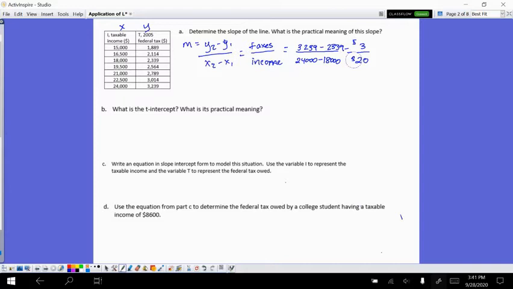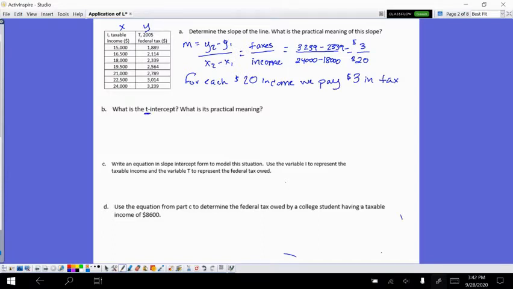And it's fine to leave that as the fraction, not as a decimal. And that tells us that for each $20 in income, you would end up paying $3 in tax. They're both positive, so as one increases, the other increases. See that positive relationship on the graph.